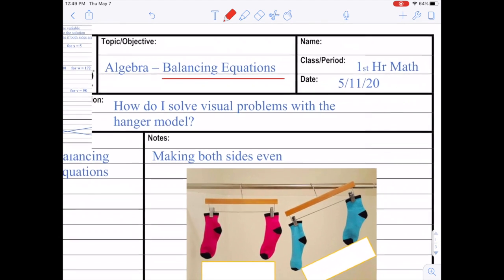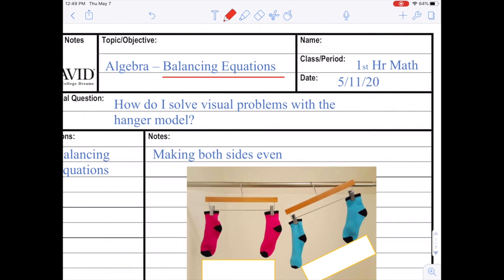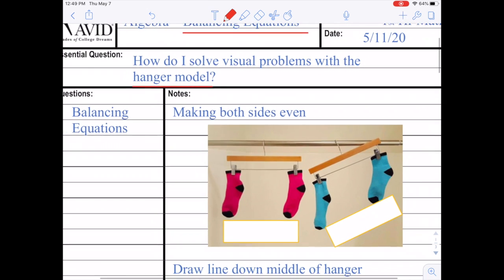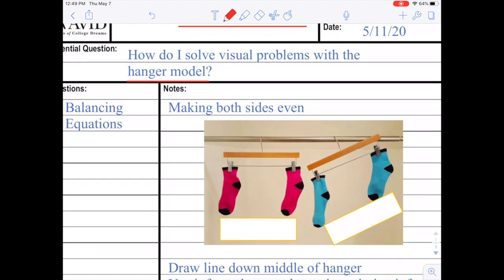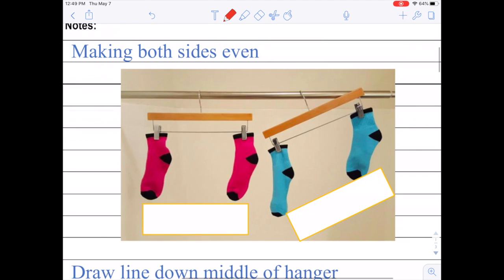Okay, so today what we're going to look at is how do I solve visual problems with what we call the hanger model. And Ms. Toivola also introduced this just before she went on leave, and thinking about it as kind of this first picture, being able to make both sides even. So if you look at this first picture with the socks, what do you notice about them? So think in your head, what is something you notice?